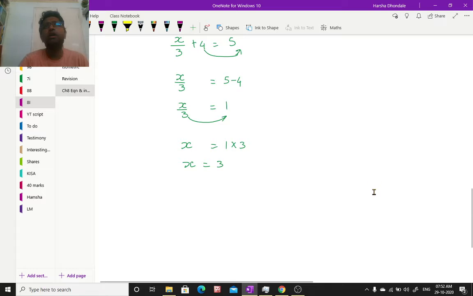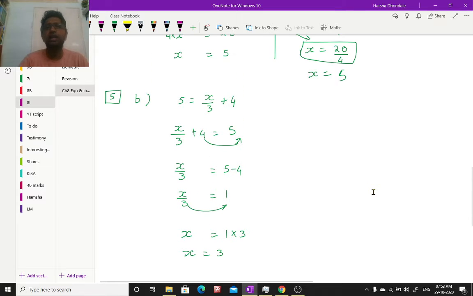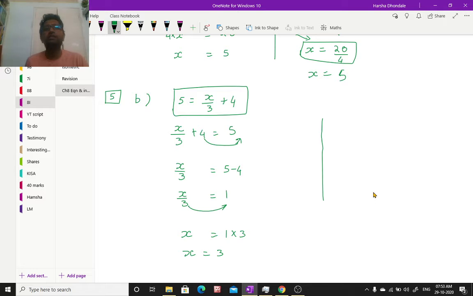Now how do we know whether my answer is right? Can you verify this? Yes, you can actually verify. So come to the problem. This is the question. And now we found that x is equal to 3. Substitute this value of 3 in this question and you should get LHS is equal to RHS. That's your verification.